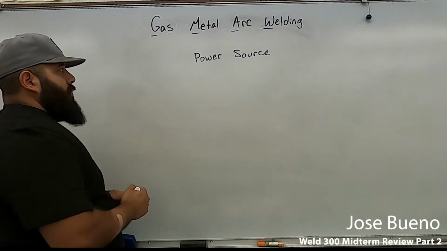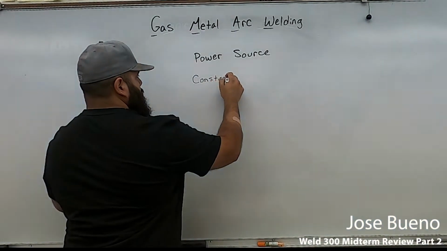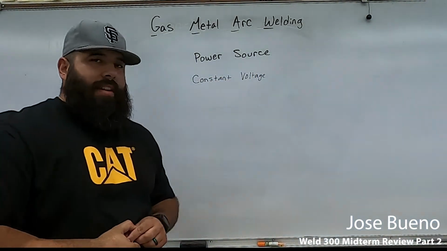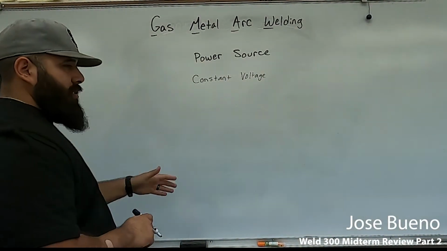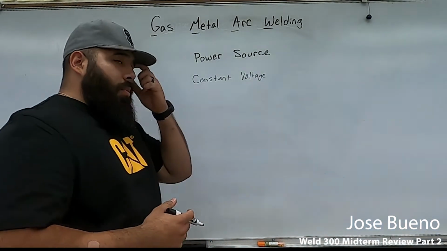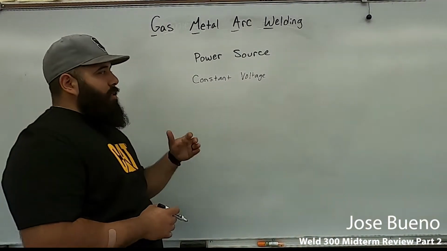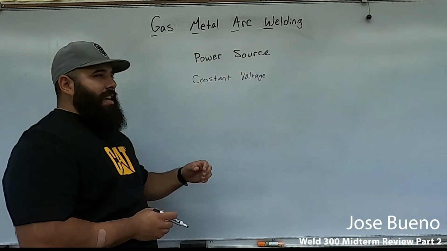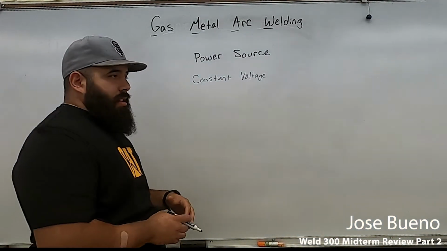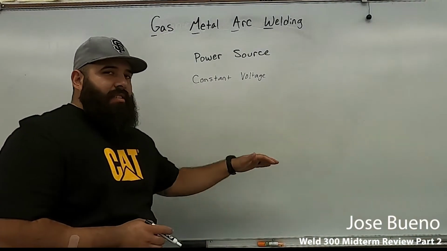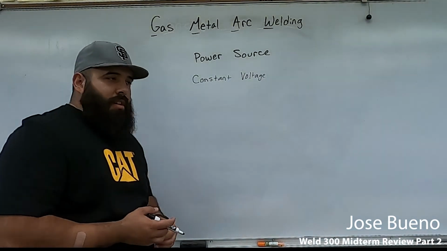So the power source for gas metal arc welding is constant voltage. If we think back to shielded metal arc welding, the power source for that process was constant current. And if we think back to why, when we are initially striking the arc, and after the welding arc stabilizes, we no longer need that high amount of voltage to sustain the arc. Eventually the machine balances out and focuses on just supplying a constant flow of amperage.